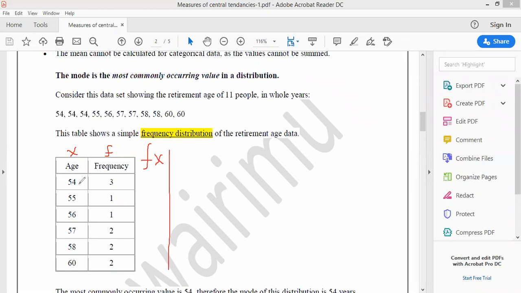For example, what is 54 times 3? What is 55 times 1? 56 times 1? All the way down until you exhaust these data variables. And there down you find the sum, the sum of the frequency times the corresponding data value. This will give us a certain value here, which for now, let's assume we have already found.